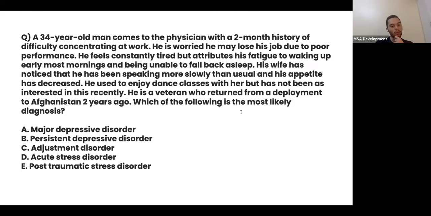Answers. Okay, so we have an A, major depressive disorder. Anything else? Okay, correct. Major depressive disorder. Persistent depressive disorder we didn't take. And then you have adjustment disorders. He said here, it's more than a 2-month history of difficulty, is what it may.